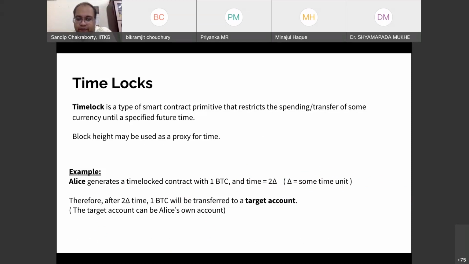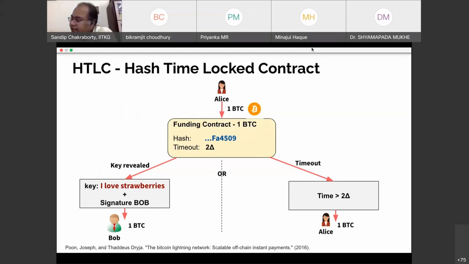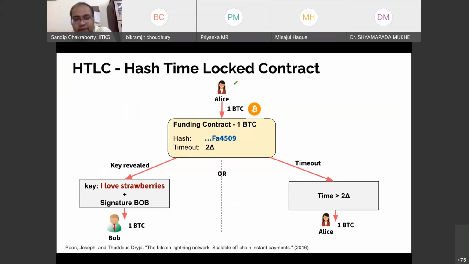Well, so you can put a constraint on the contract that the contract needs to be executed within that amount of time. Well, so let us see how we can utilize this hash lock and the concept of time lock to support the atomic exchange protocol. Okay, so what actually happens in the case of a hash time lock contract or HTLC? In the case of an HTLC, Alice submits 1 BTC.